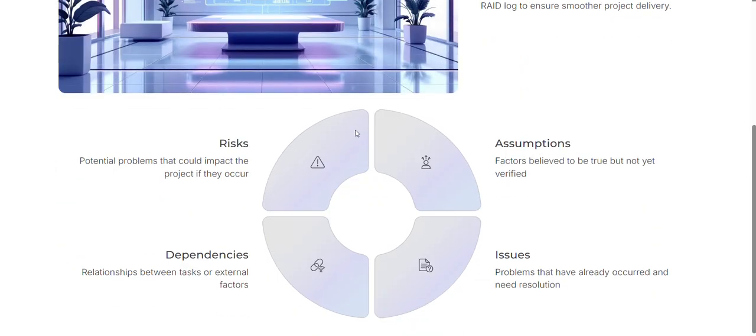So what does RAID stand for? R stands for risk, A stands for assumption, D stands for dependency, and I is issues. Okay, so we have some risk, assumption, dependency, and issue with each and every project. A potential problem that could impact the overall project if it occurs is known as a risk. Then assumptions are factors believed to be true but not yet verified. Like you can make some assumption, like after finishing this project, this will be the result. So it's an assumption. Okay. Then what about issues? A problem that has already occurred or needs a solution.